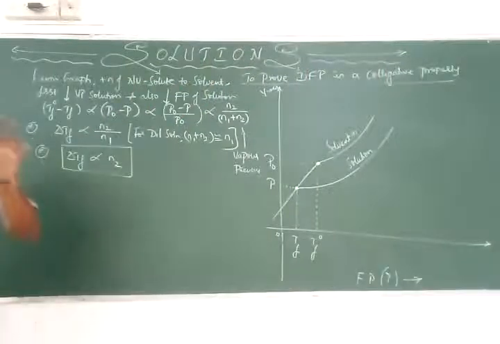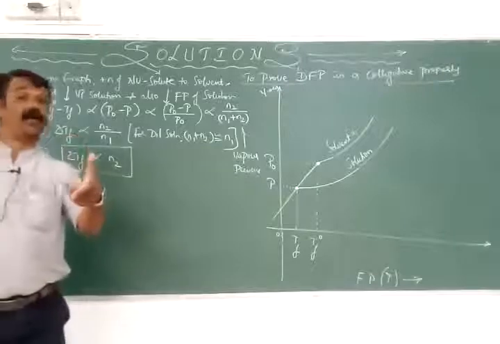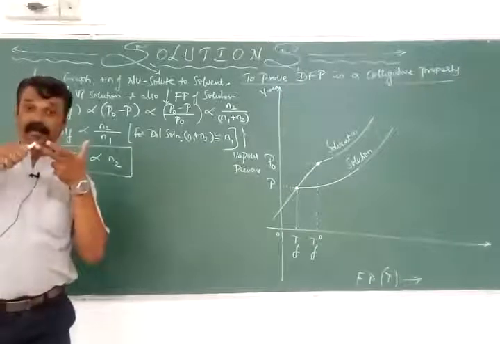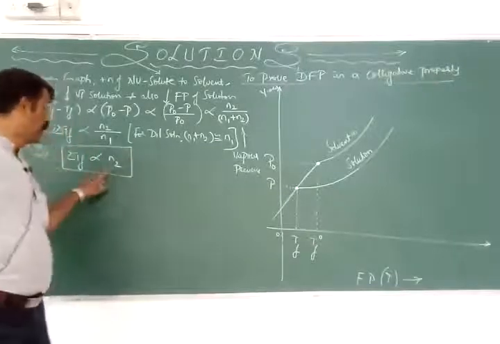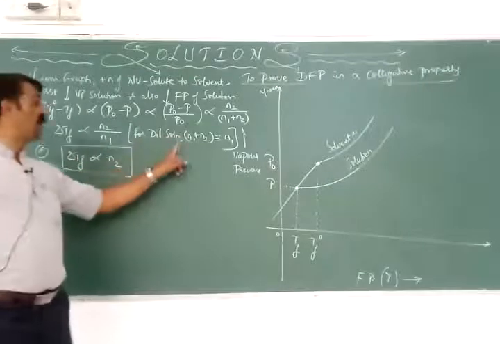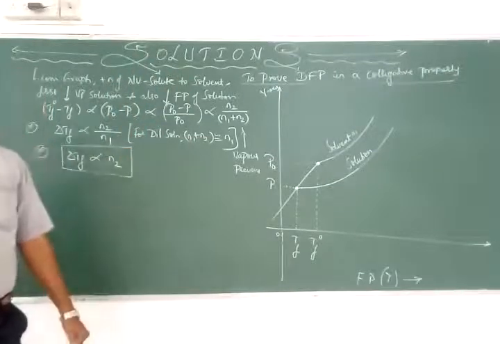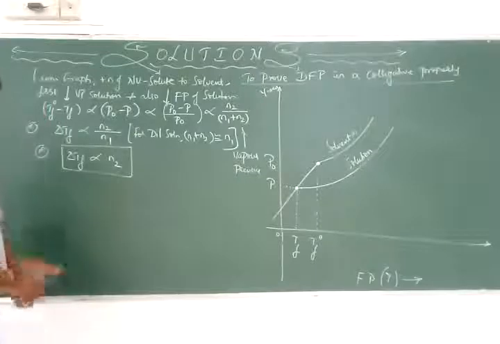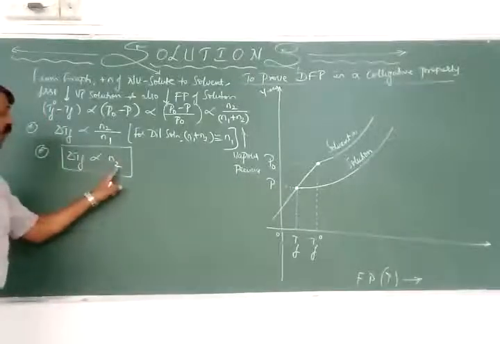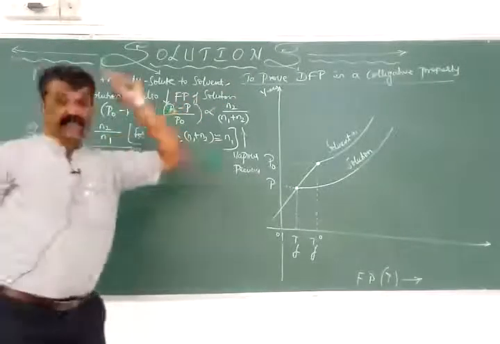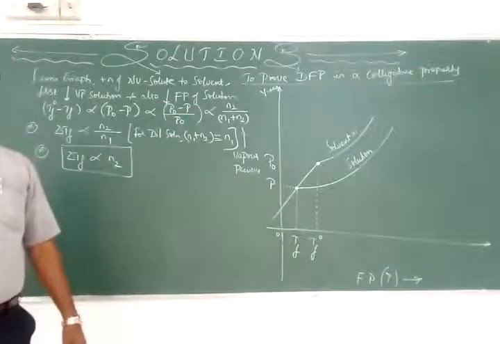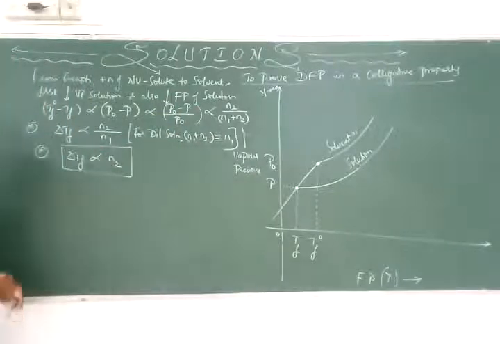Means for a physical quantity to be proved a colligative property, first it has to depend only on the number of moles of solute particles, and it is strictly applicable with respect to the dilute solution. So delta Tf is proportional to N2 with respect to the dilute solution, which means it is an example of a colligative property.